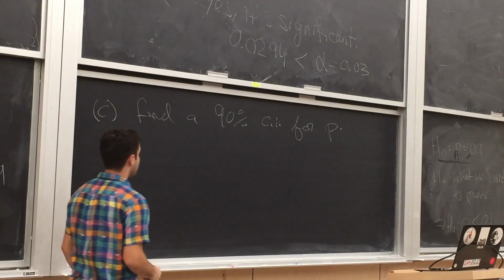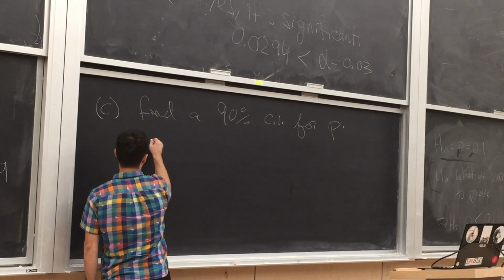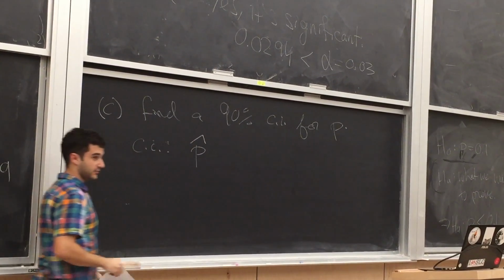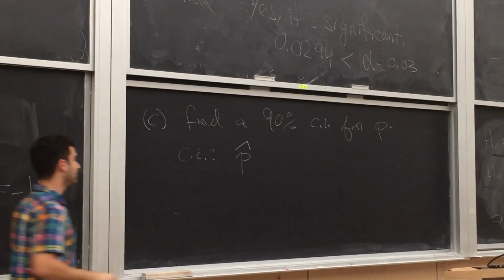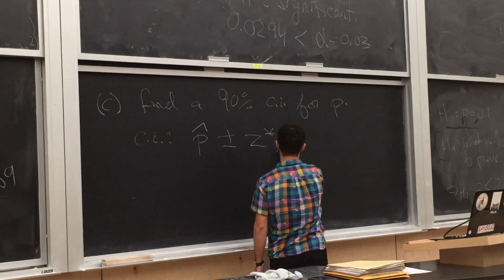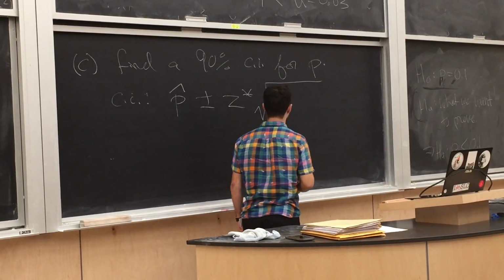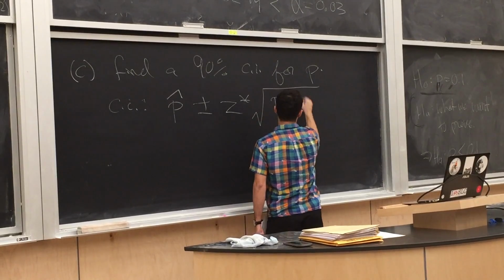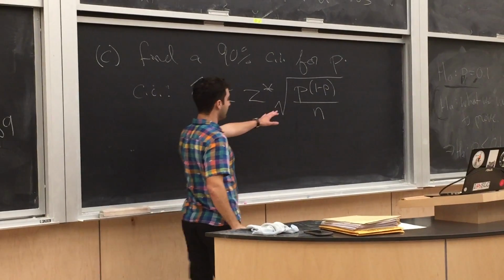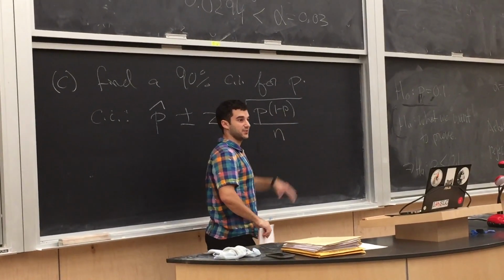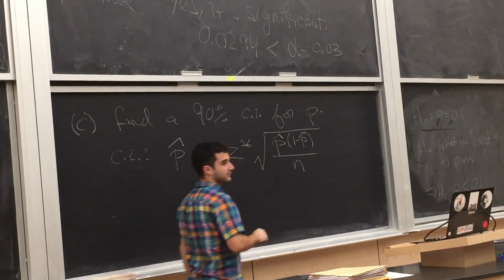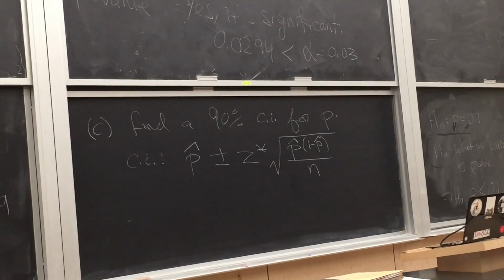And so we start with our formula. Our confidence interval is given by our estimate, which is p hat, plus or minus that margin of error, which is z star times the square root of p times 1 minus p over n. But the whole point is we don't know what this p is, so the best thing we can do is use p hat instead. Okay?